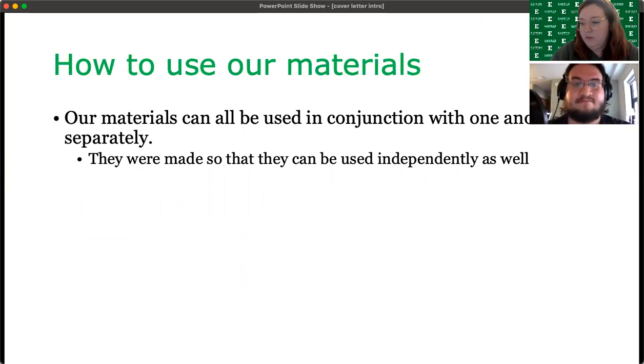Our videos can be used in conjunction with our handout and PowerPoint, but all our materials were also made with the thought that they could be used independent of each other. Because of this, the videos, PowerPoint, and handout are all very similar in their presentations.